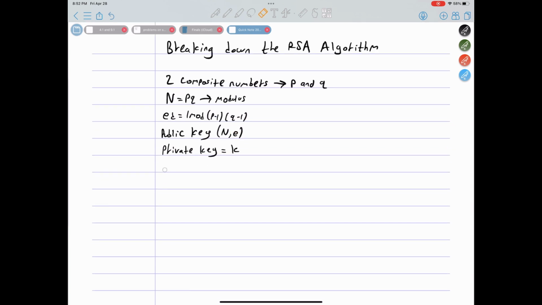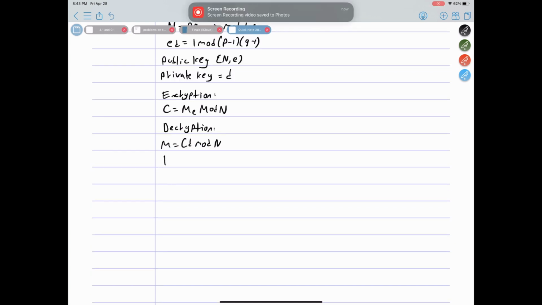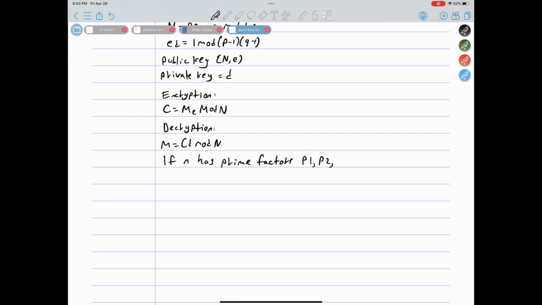Two additional values e and d are chosen such that ed is equal to 1 mod (p minus 1) times (q minus 1), and e is the encryption exponent while d is the decryption exponent. The public key is (n, e), while the private key is d. To encrypt the message m, we compute c is equal to m^e mod n. To decrypt this ciphertext c, we want to show that m is equal to c^d mod n.